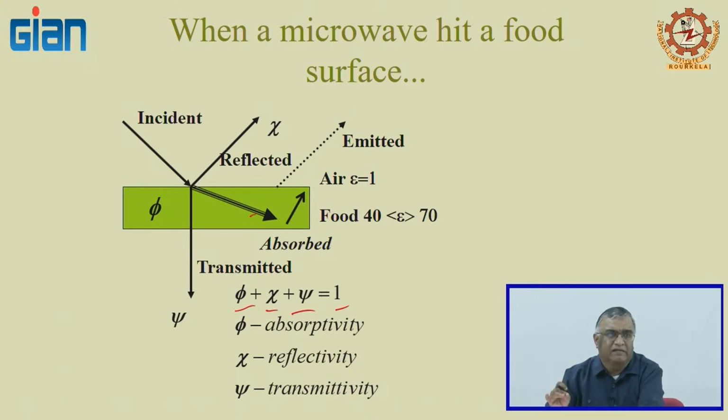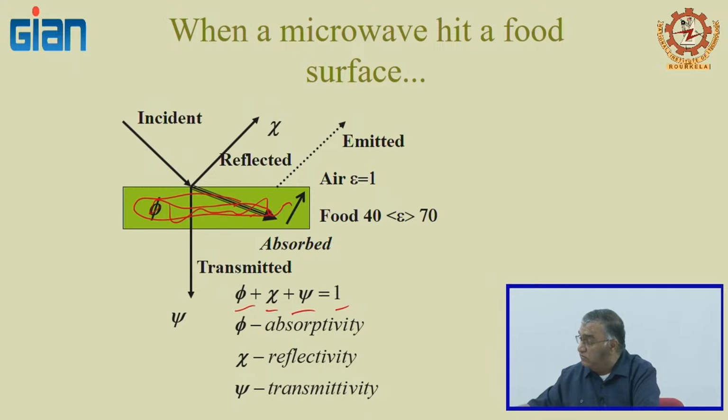In the case of food material, you want the microwave to be absorbed, and then it is going to stay in the food material. Once it stays in the food material, it is going to agitate the water molecules, and that produces the heat. So, how much microwave is absorbed, and how much of that absorbed microwave is converted into heat. Those are the things you need to pay attention to.